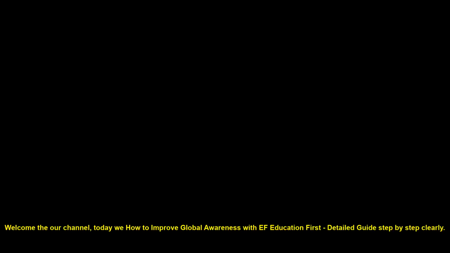First, a detailed guide step by step, clearly. To improve global awareness with EF education, first, start by understanding the concept of global awareness. Global awareness involves recognizing the interconnectedness of cultures, economies, and environments worldwide.